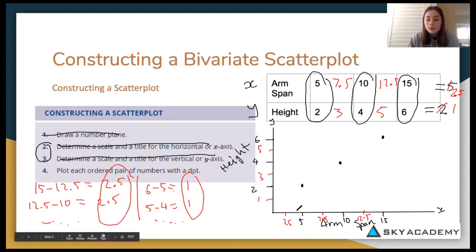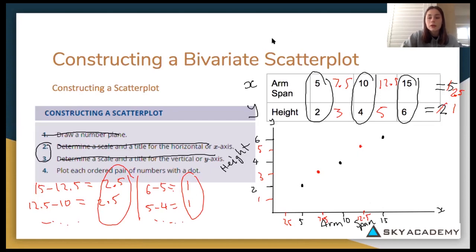And then you can simply plot the points. So 7.5 to 3 and 12.5 to 5. So there we have a new scale going up by 2.5 on the x and going up by 1 on the y with our points in there.